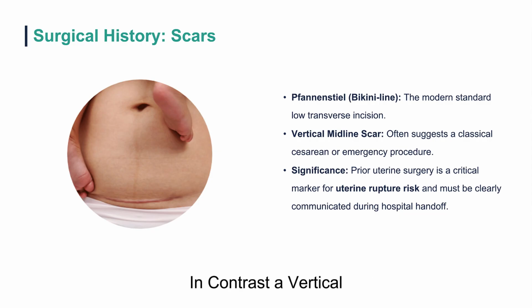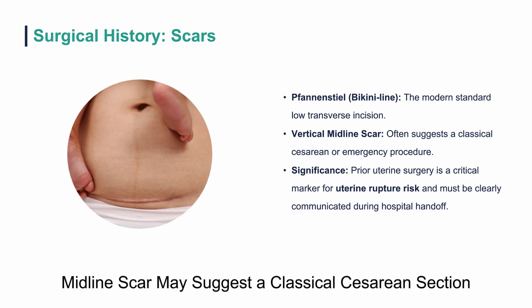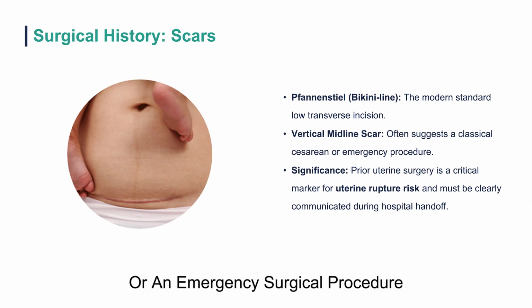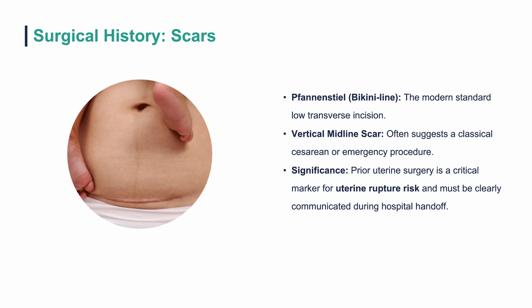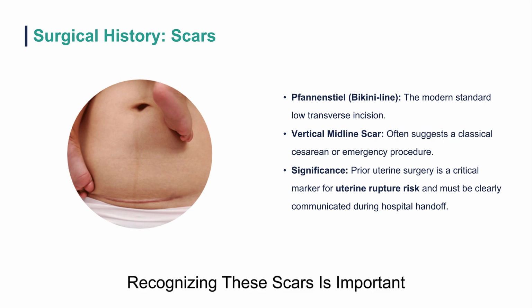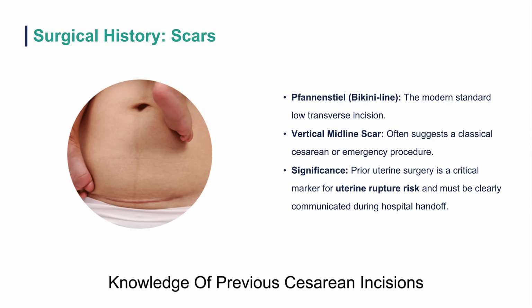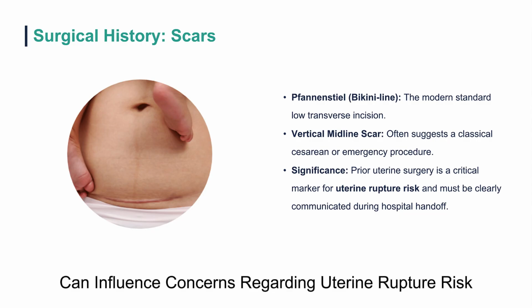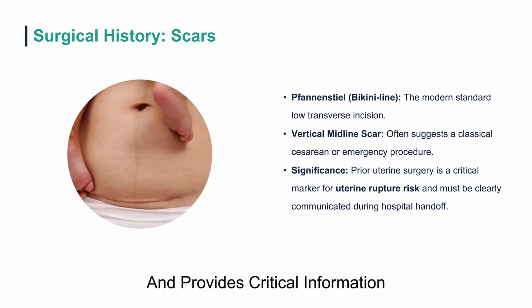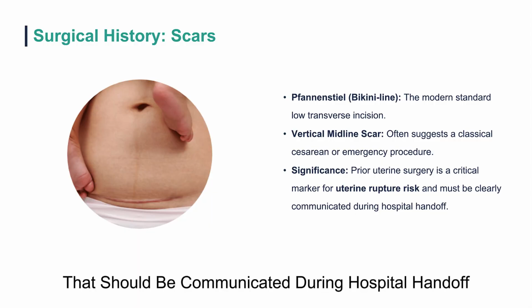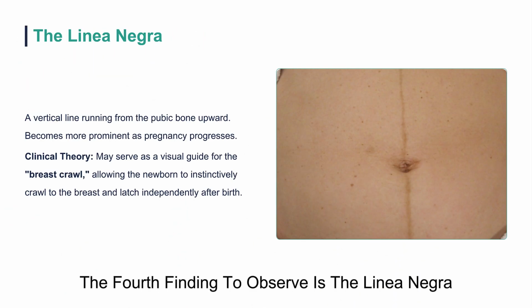In contrast, a vertical midline scar may suggest a classical cesarean section or an emergency surgical procedure performed in the past. Recognizing these scars is important because prior uterine surgery has implications for future pregnancy management. Knowledge of previous cesarean incisions can influence concerns regarding uterine rupture risk and provides critical information that should be communicated during hospital handoff. The fourth finding to observe is the Linea Nigra.